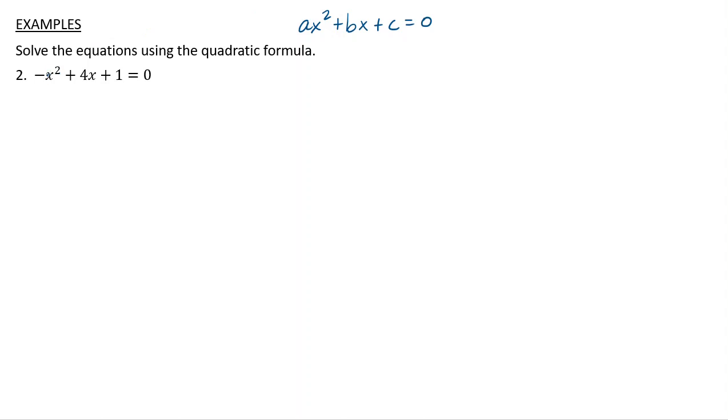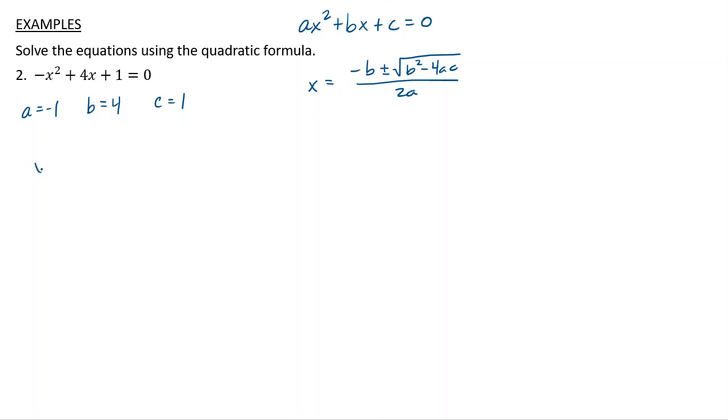So in this case, the a, the number part attached to the x squared, that's negative 1. The b, the number part attached to the x, is 4, and the c is 1. And so we're going to just plug each of those values into our quadratic formula, which I'll write down here. X equals negative b plus or minus the square root of b squared minus 4ac all over 2a.